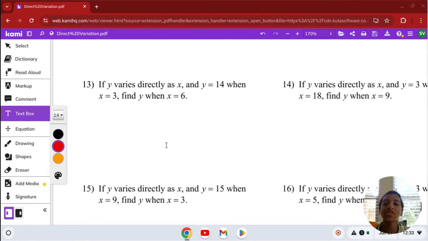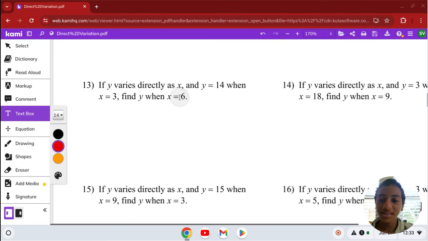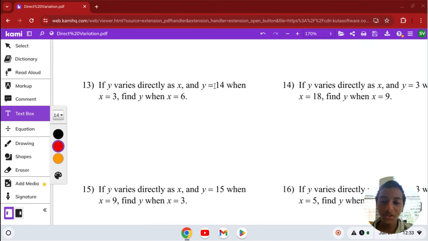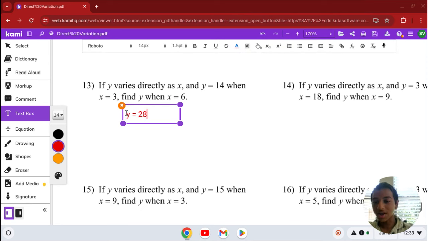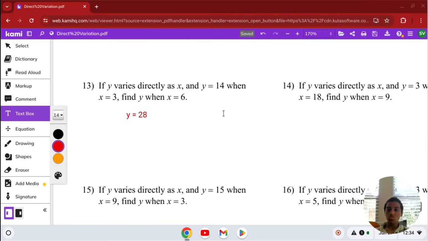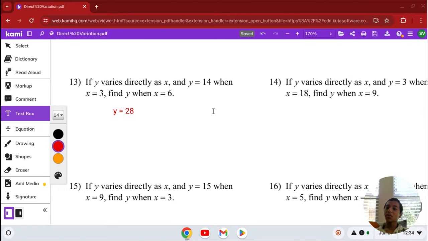If y varies directly, y equals 14 when x equals 3. Find y when x equals 6. Same thing here, we can multiply by 2 to get from 3 to 6. And you can multiply by 2 from 14 to get y equals 28. 28 is our answer, number 13.